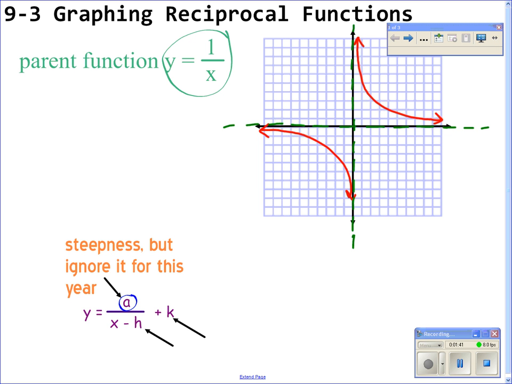So the value with x, just like it always has all year long, is moving left or right. And the k value is moving up or down. Okay, if you see a negative sign, it's going to flip it. So instead of being in the upper right and the lower left corners, the graph will be in the upper left and the lower right, just in the other two quadrants.